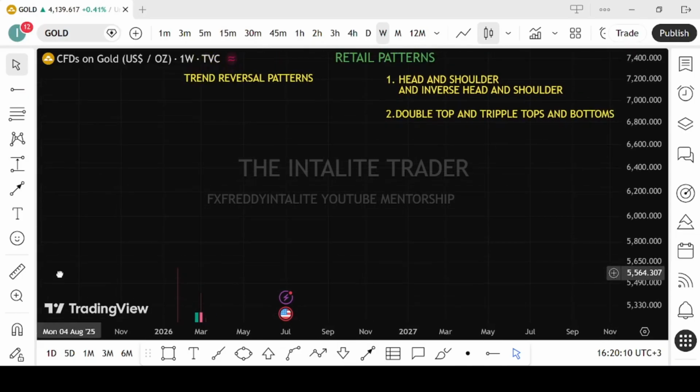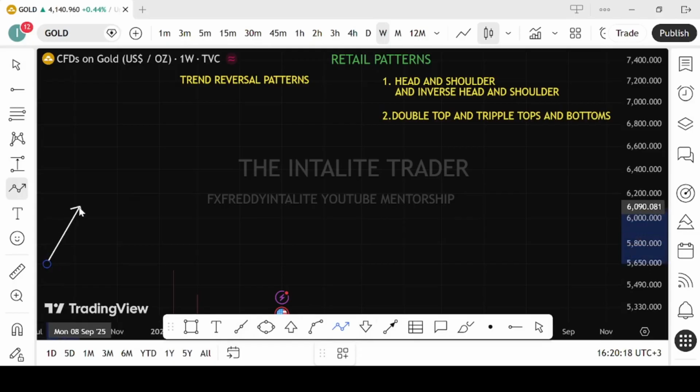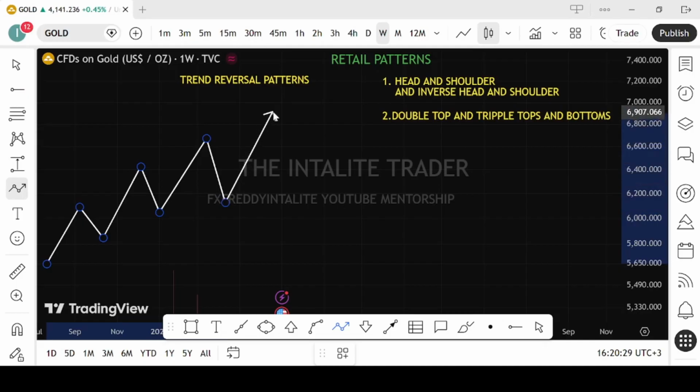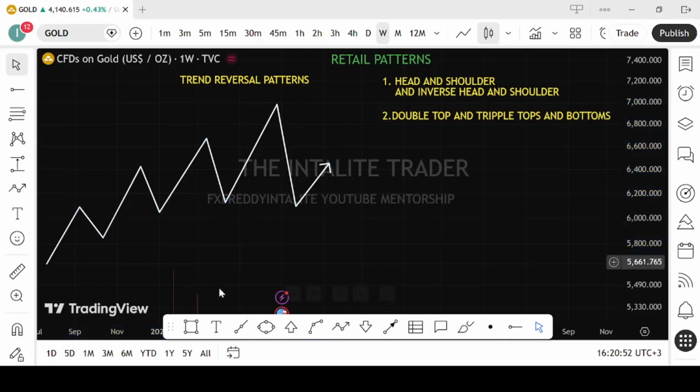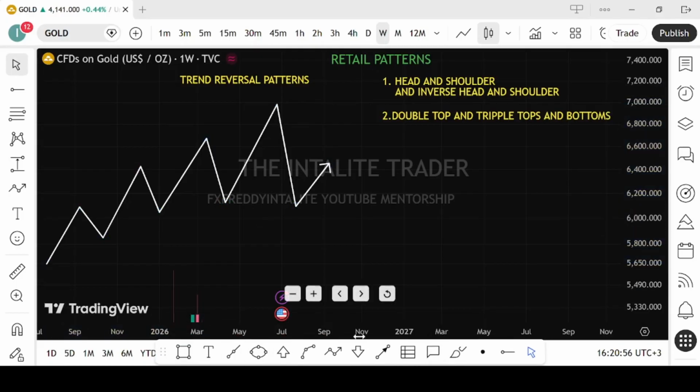So in an uptrend, you will have price moving, making higher highs, higher lows, higher highs, higher lows, higher highs, higher lows, and then it gives you a high. Instead of giving you a higher low and going up, what it does is this: it comes and gives you equal lows, forming a support level or a demand level.